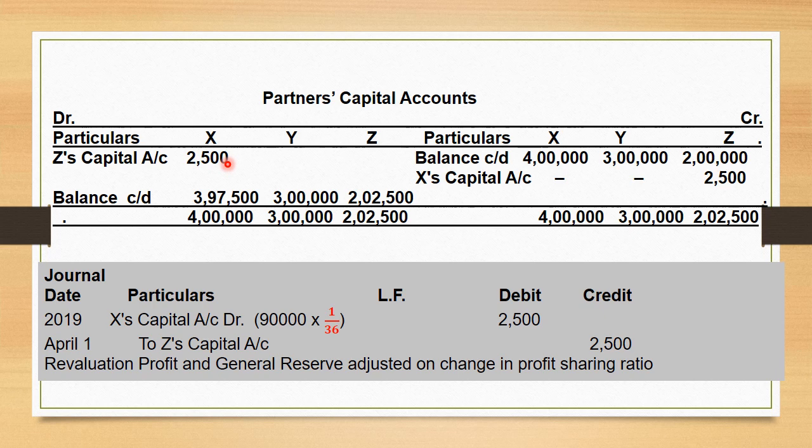Now we will compute the closing balances. Those closing balances are rupees 3,97,500, 3 lakh and 2,02,500. ये balances जो हैं चेंज इन प्रॉफिट शेयरिंग रेशियो के दौरान होने वाली एडजस्टमेंट के इफेक्ट के बाद हैं. अब से हम इन्हीं balances को बैलेंस शीट में शो करेंगे.